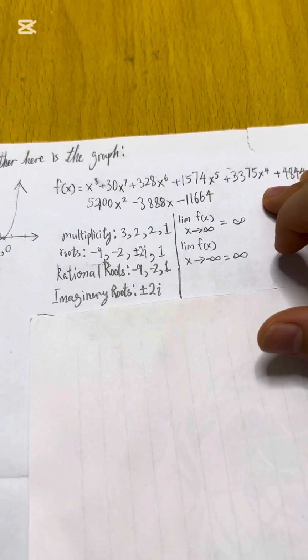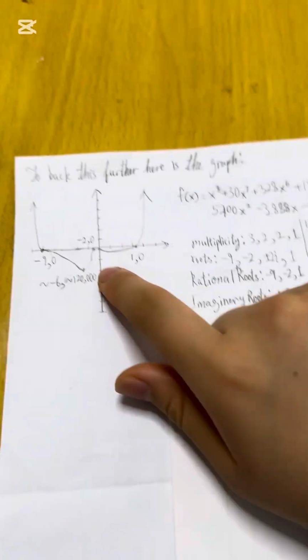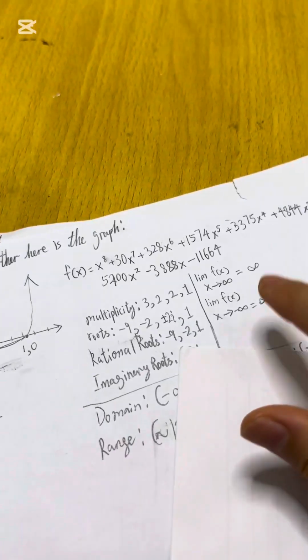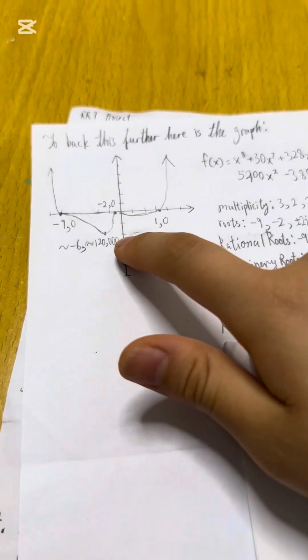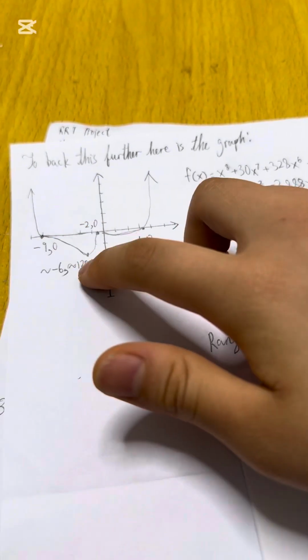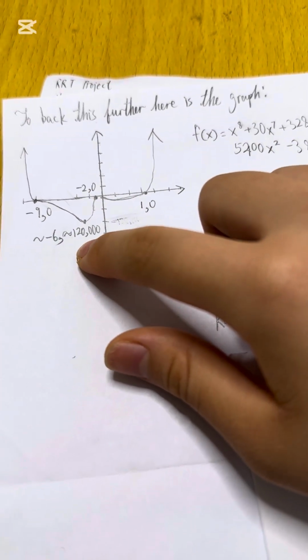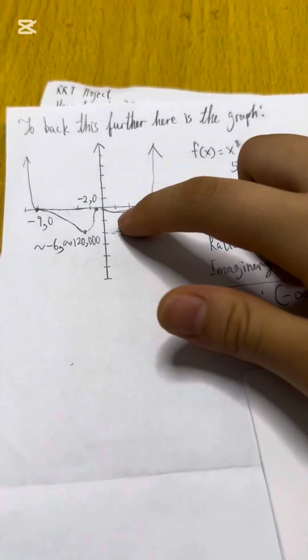The end behavior is that as x approaches infinity, f of x approaches infinity as well. And as x approaches -infinity, f of x still approaches infinity. The domain is from -infinity to infinity. And the range is kind of a rough guess because Wolfram Alpha doesn't give me the precise number, but the lowest point the graph goes is around 120k in the y coordinate, and from there it just goes on forever upwards.